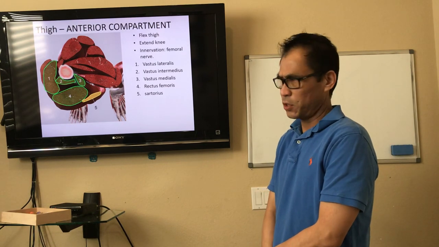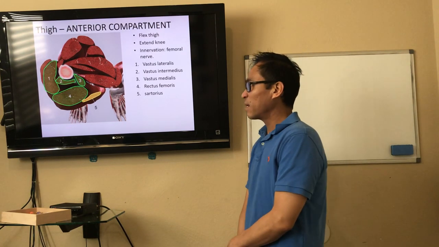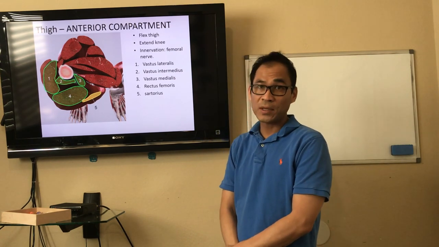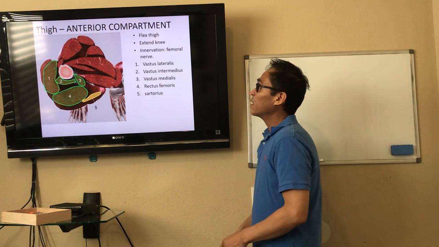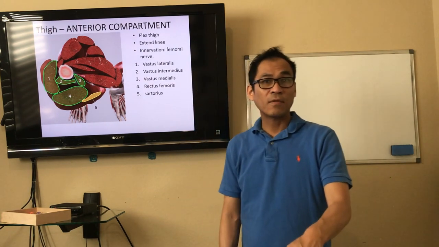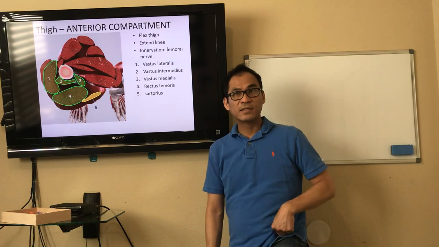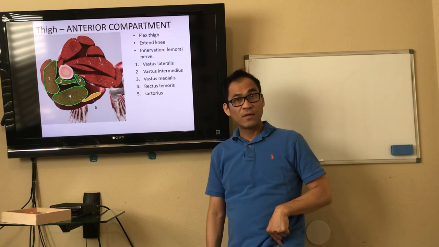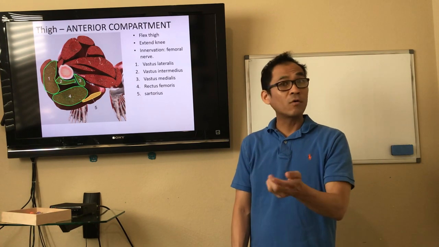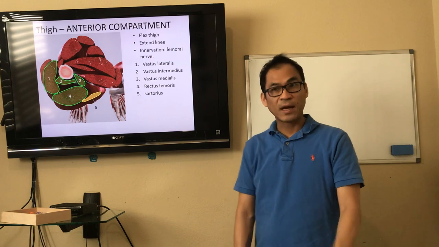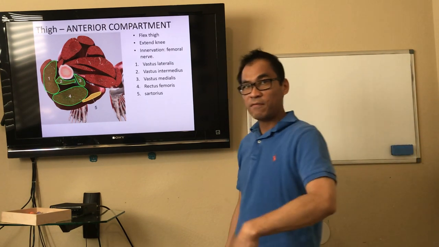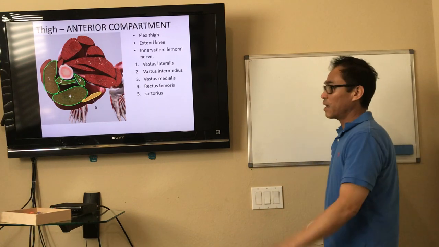Thigh, anterior compartment. Have the muscles highlighted there. The anterior thigh is five muscles: four quad muscles, and sartorius. Pretty much now we're talking about the front of the thigh. If you're a muscle on the front, you can flex the thigh and extend the knee. For example, if you're sitting down and you were to stand up, that would be extension of the knee. Think about doing a front kick, flex, extend. So again, flex the hip, extend the knee, as in doing a front kick.